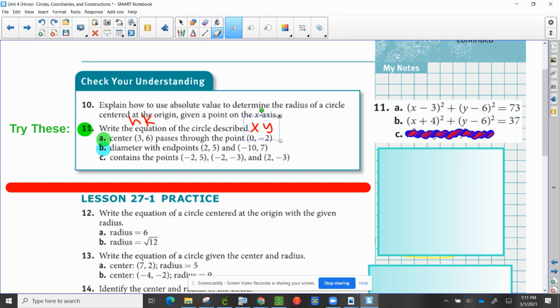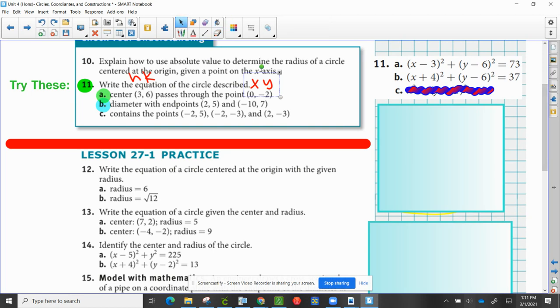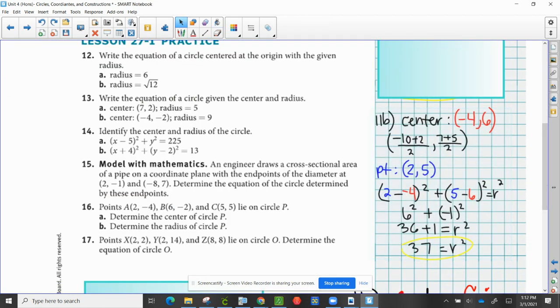Okay, here's what I got for the answer for 11b. Your center should be at (-4, 6). So it's (x plus 4) squared plus (y minus 6) squared. And then if you plugged everything in correctly, you should have gotten that r squared was 37. So let me show you my work for that one.